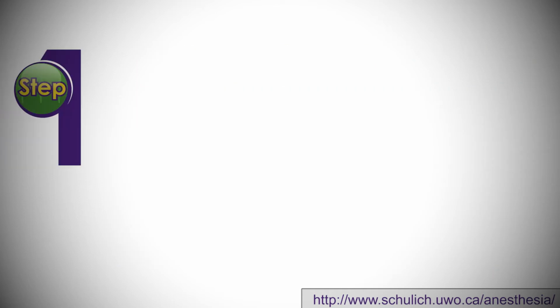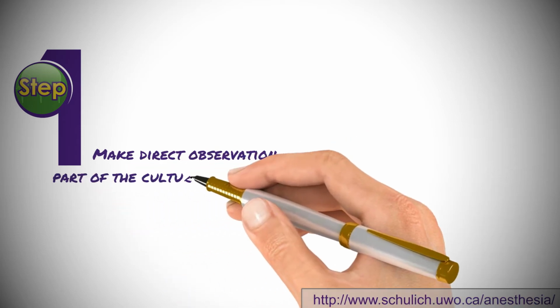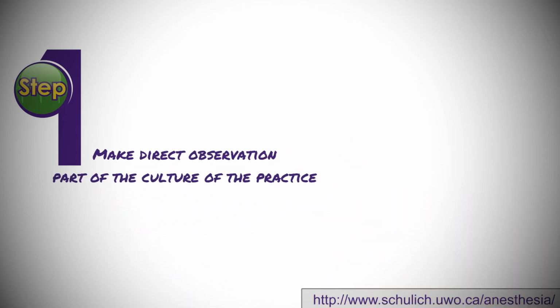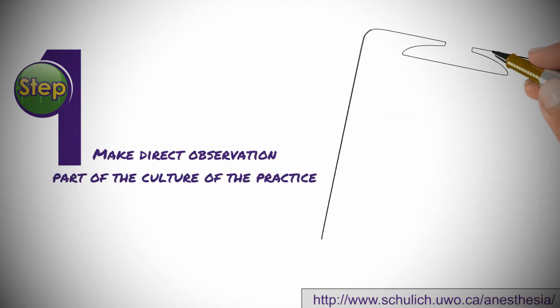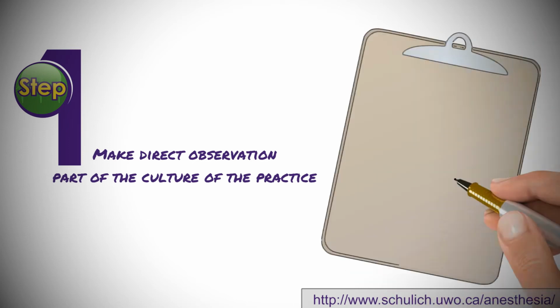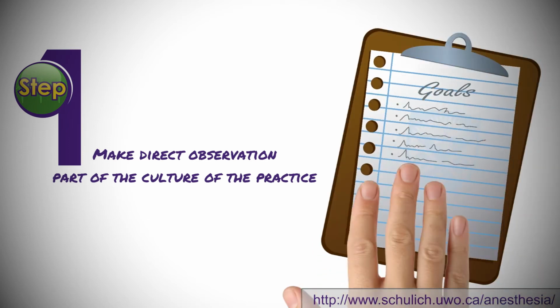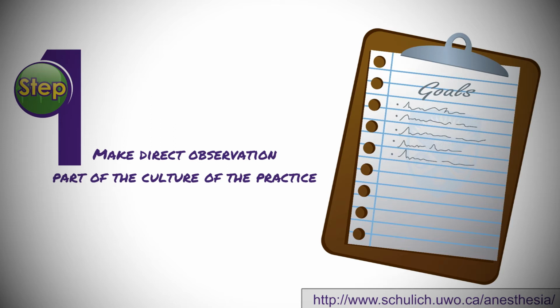Step 1. Make direct observation part of the culture of the practice. Choose a specific skill, behavior, or process to observe in your encounter with the resident and communicate the goals that should be accomplished, even if a formal assessment by the resident has not been initiated.